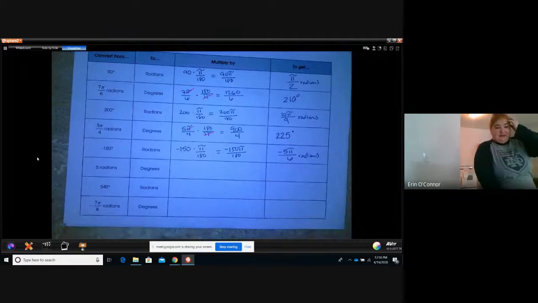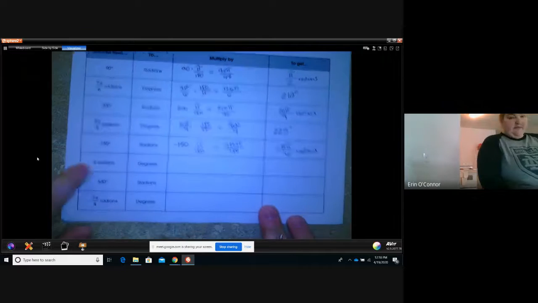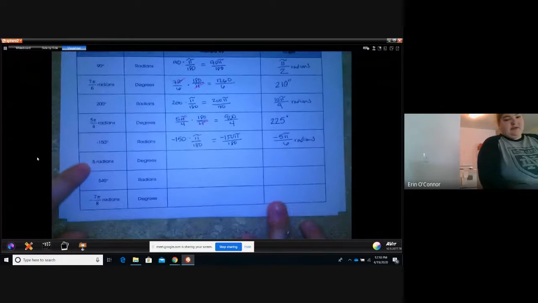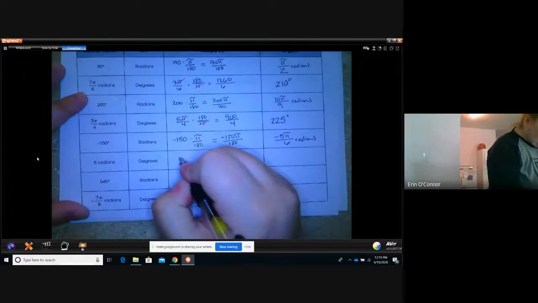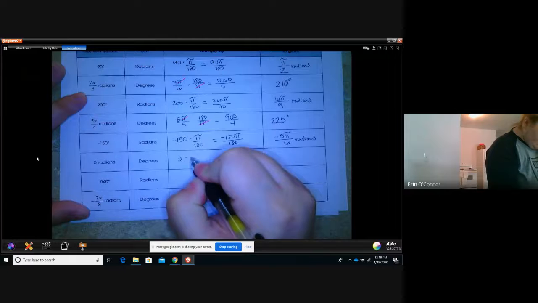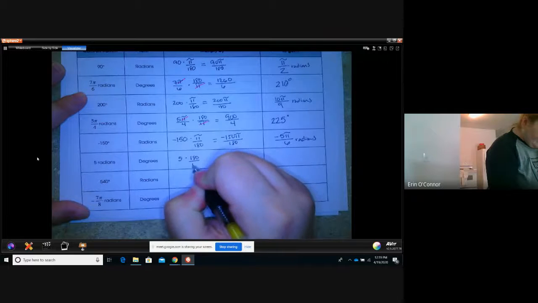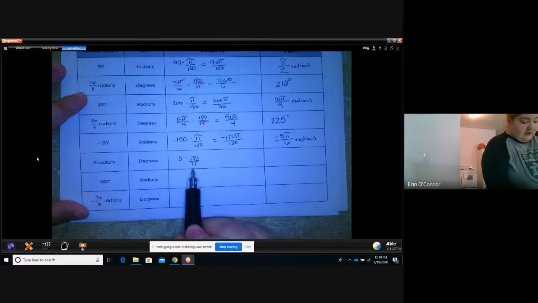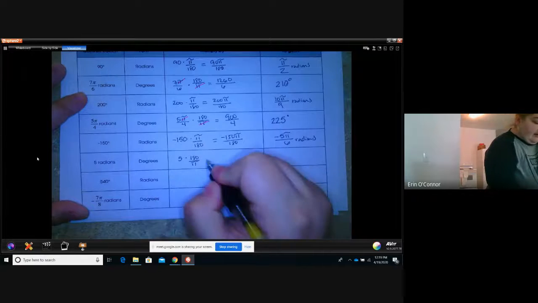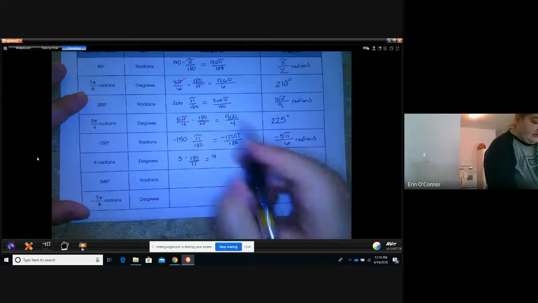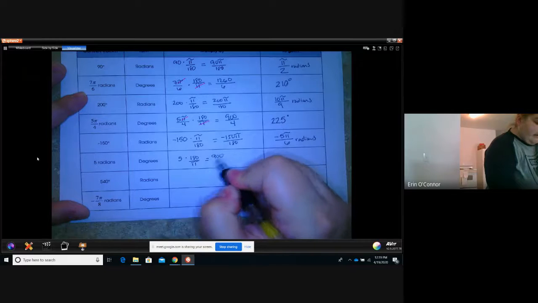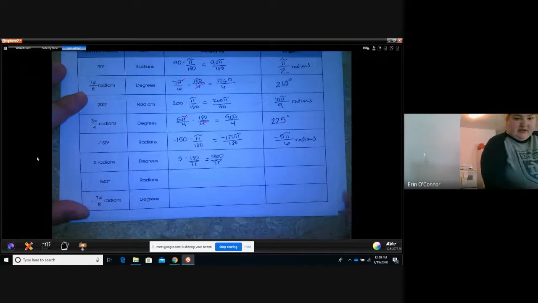Okay, for this next one, now this one's a little bit different because it doesn't have a pi in the radians. So we're just going to make sure that we still put it, if it's in degrees, we have to put it in as a decimal. So we're going to do 5 times 180 over pi, because we are going to degrees, so it's 180 over pi. 5 times 180 is 900. I just did that one. Divided by pi.